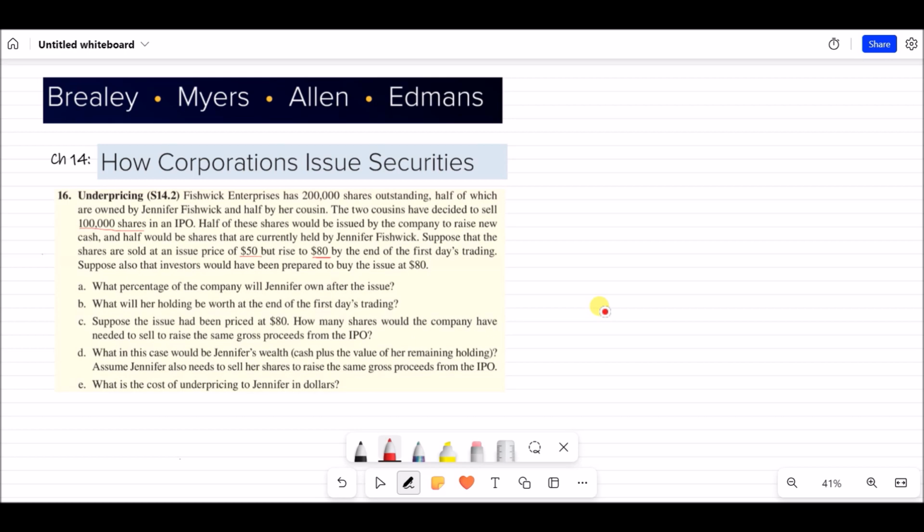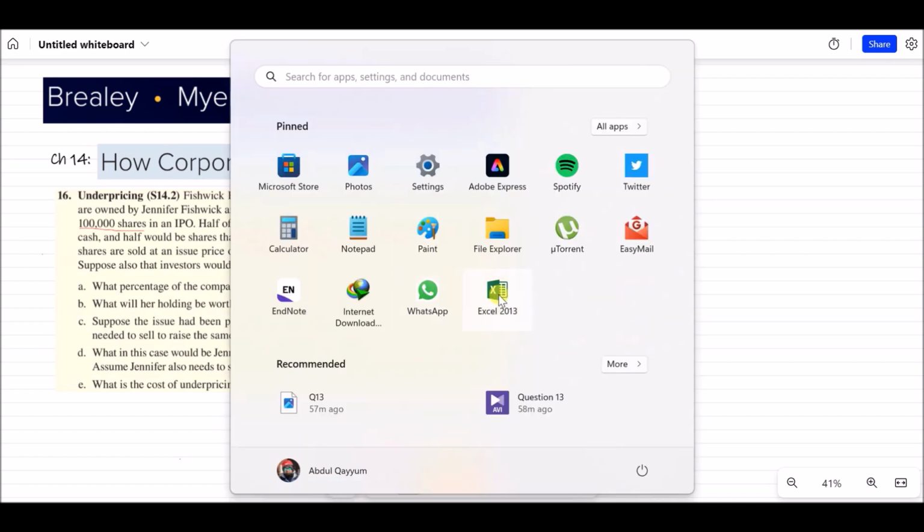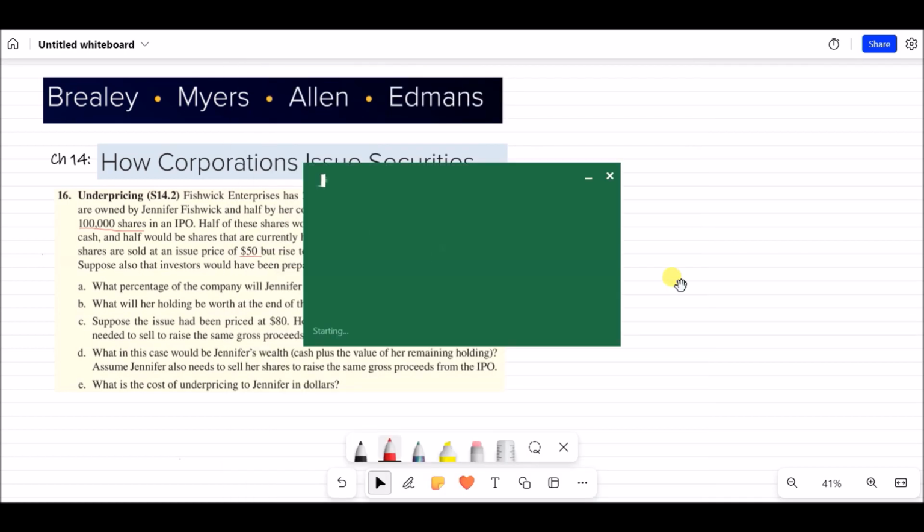So we know that there were 2,000 shares before, right? So let's take the help of Excel. That will be better for calculations.